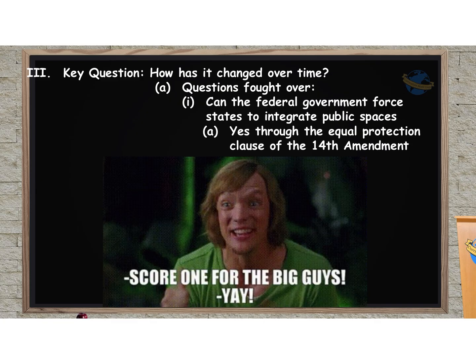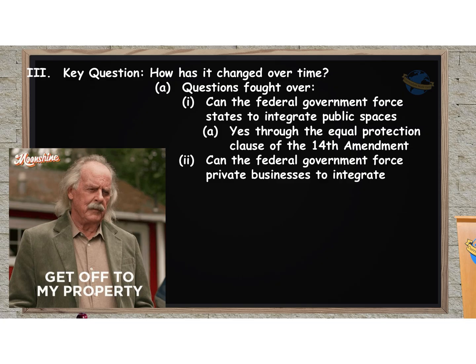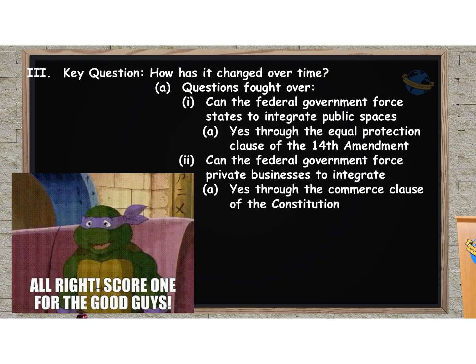So, can the federal government force states to integrate public spaces? Yes, through the Equal Protection Clause of the 14th Amendment, which says that the states cannot treat people differently. Well, what about those areas that are not run by the government, such as private businesses? Can the federal government force private businesses within a single state to integrate? The answer to that was yes, through the Commerce Clause of the Constitution.